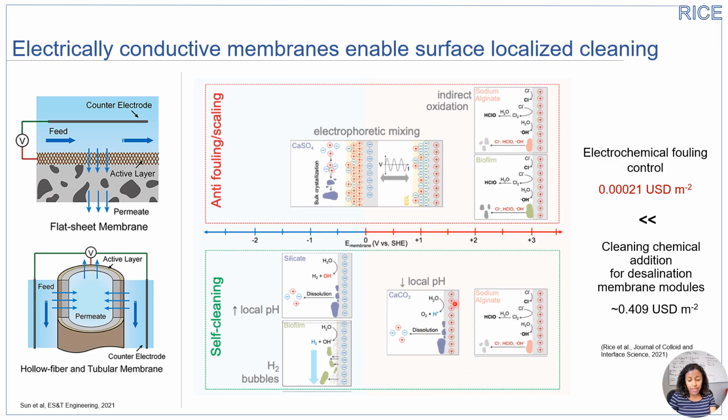Oxygen evolution reaction can also scour the membrane surface, or it can dissolve scale that is more soluble at low pH values here. And overall, electrochemical fouling control using a combination of these mechanisms has been reported to be much more energy efficient than chemical additions or the other current strategies that are used.